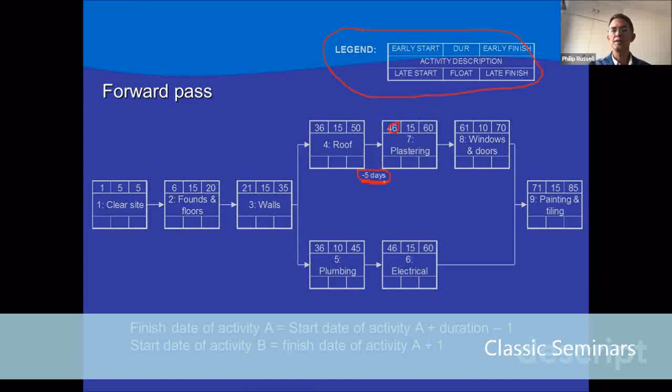Subtract 1, which is 60. So 60 is our early finish for plastering, which then will cause the windows and doors to start at 60 plus 1, which is on the morning of the 61st day. For the windows and doors, that is our early start, plus 10 would give us 71 minus 1, which gives us an early finish of 70 for the windows and doors.